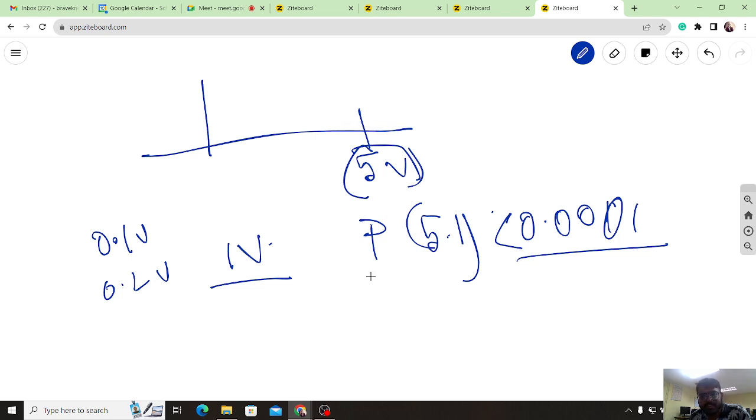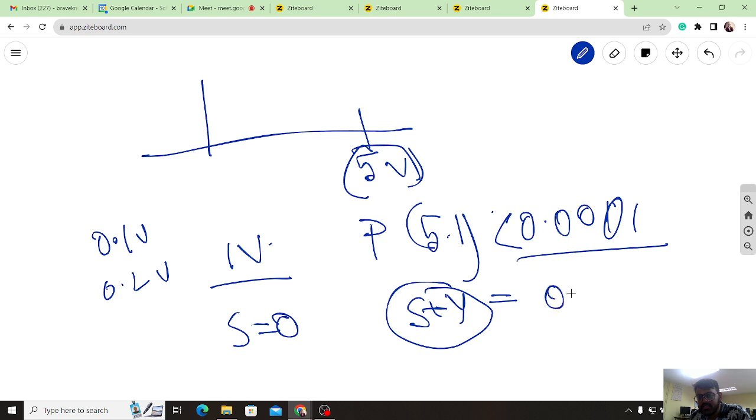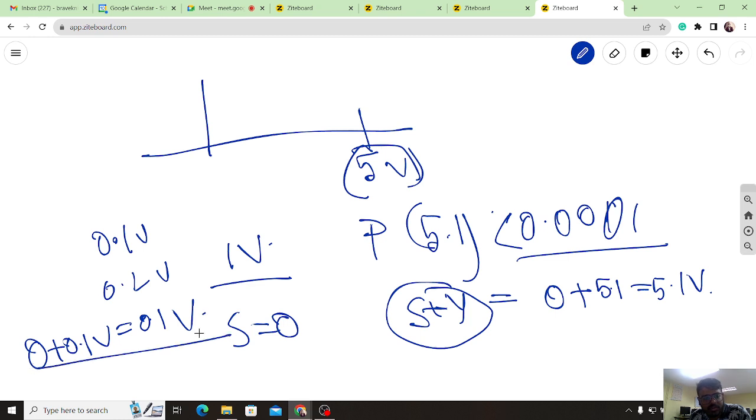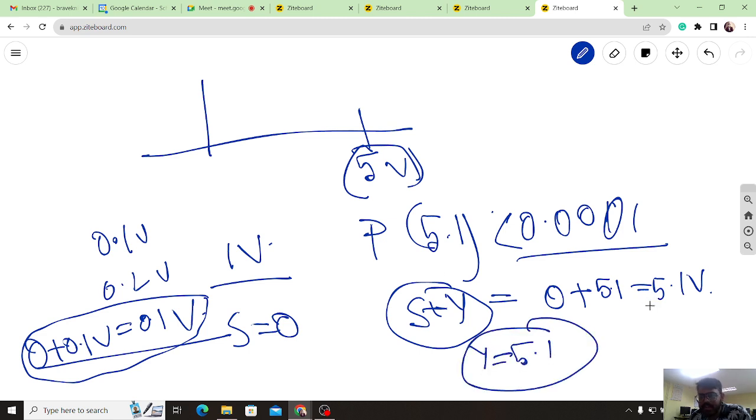If noise exceeds 5.1 volt, then even if s equal to 0, the summation of s plus y, that is the received signal, is 0 plus 5.1, that is 5.1 volt. But if the noise is 0.1 volt, then 0 plus 0.1 is equal to 0.1 volt. So this does not exceed this 5 volt threshold, and the false detection will not happen. But if the signal is 0, but still the noise is 5.1 volt itself, in that case the output will be 5.1 volt, and in that scenario the false detection will happen.